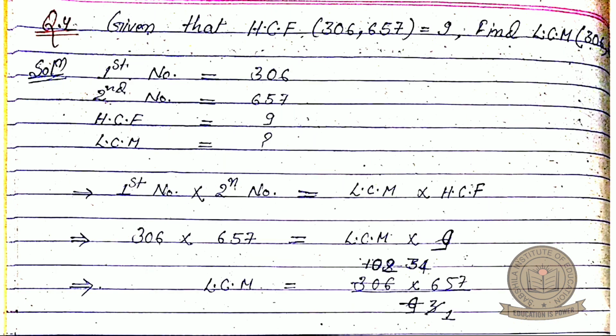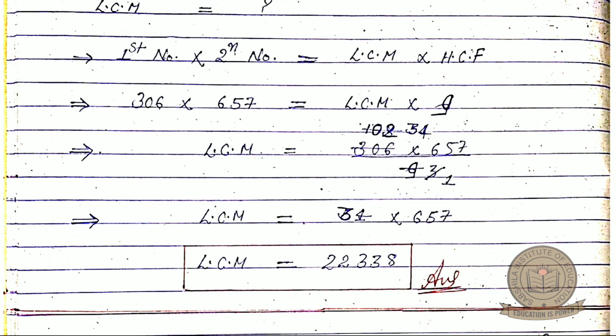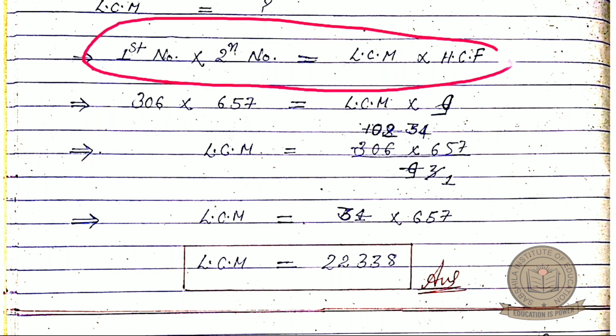If you will see the 4th question, it is a very important question. Given that HCF of 306, 657 is equal to 9, find the LCM of 306, 657. That means you have to understand the question first of all. The first number is given, that is 306. The second number is given, that is 657, and HCF is given, that is 9. That means we have to find the LCM. So we have to find the LCM by the formula. The formula is first number into second number is equal to LCM into HCF.